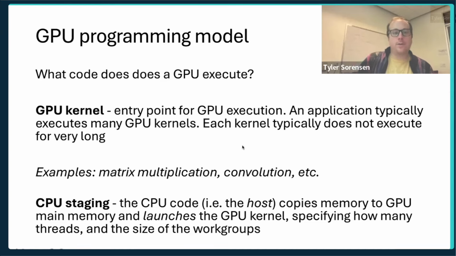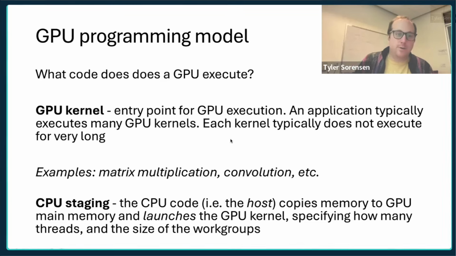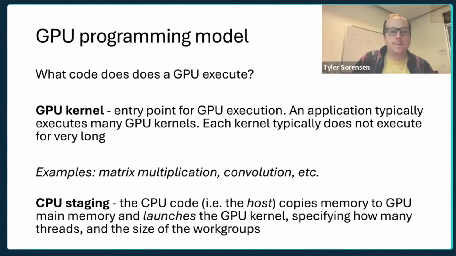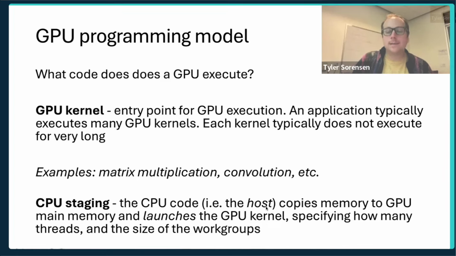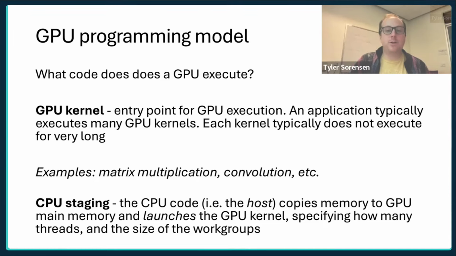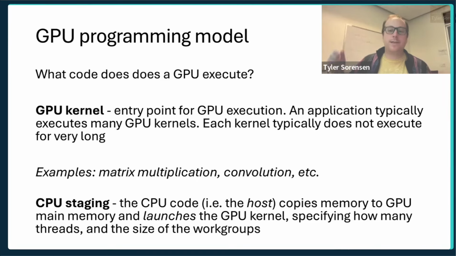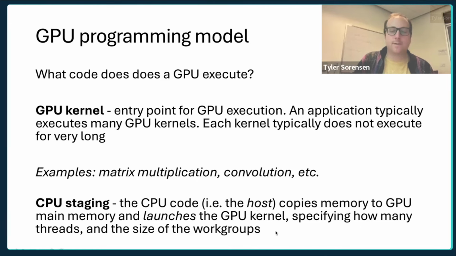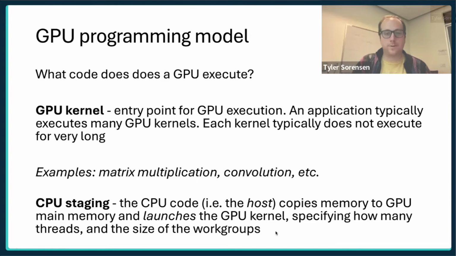And that's typically the model that a GPU kernel has. The CPU essentially stages all of these kernels. So the CPU code, sometimes it's called the host, copies memory to GPU, and it launches the GPU kernel. It basically preps the memory and says, okay, now you go GPU. It specifies how many threads, and it specifies the size of the work groups, and so on and so forth.